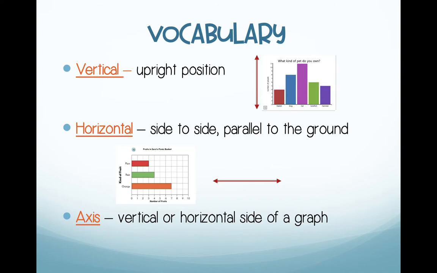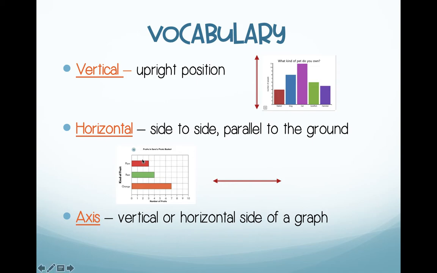Okay, the next couple of slides, I really want to focus on vocabulary. So I talked a little bit about the vertical axis on the previous slide. The word vertical means upright position or up and down. As you can see, this is the same bar graph from the previous slide. This was our vertical axis and it did contain our numbers, right? The number of people. The word horizontal is side to side or parallel to the ground.